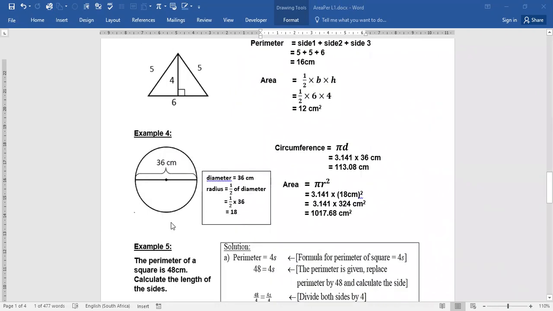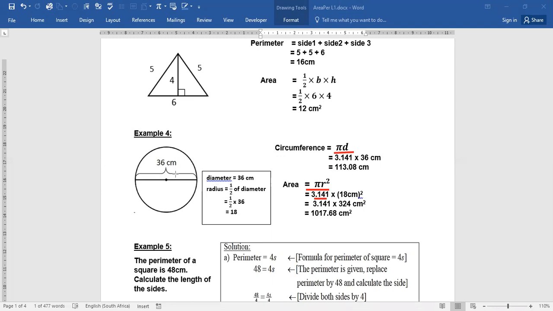Working with your circle. Your formula for your circle, pi times diameter, we're using. Your diameter is 36, so it's 3.141 times 36, that's 113.08. Now your area is pi r squared. So we have pi, there's the value of pi, times r squared.